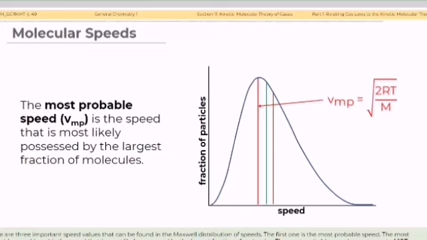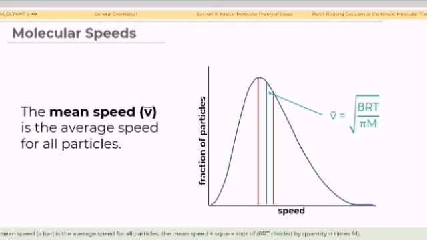There are three important speed values that can be found in a Maxwell distribution of speeds. The first one is the most probable speed. The most probable speed, or VMP, is the speed that is most likely possessed by the largest fraction of molecules. The most probable speed is equal to the square root of 2 RT divided by m.